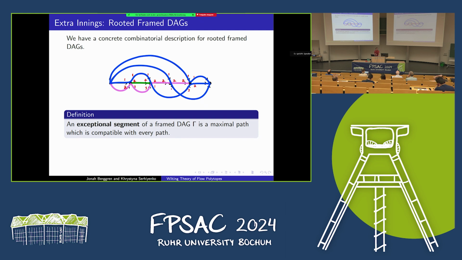And so if you take any framed DAG and you draw all of these exceptional segments, what you want is for all of them to connect to the source or sink, and then it's rooted. So in this case, we're not rooted because I have this little green friend right here that does not connect to the source or sink. So this one would not work.